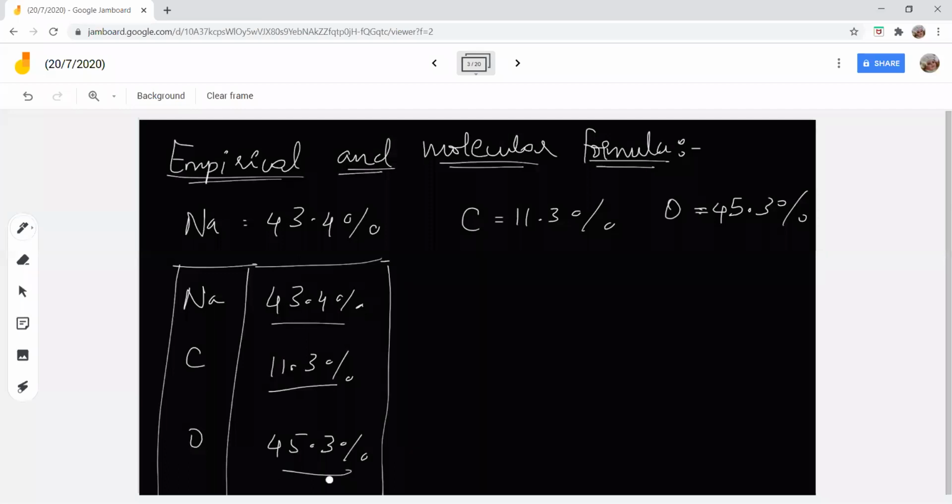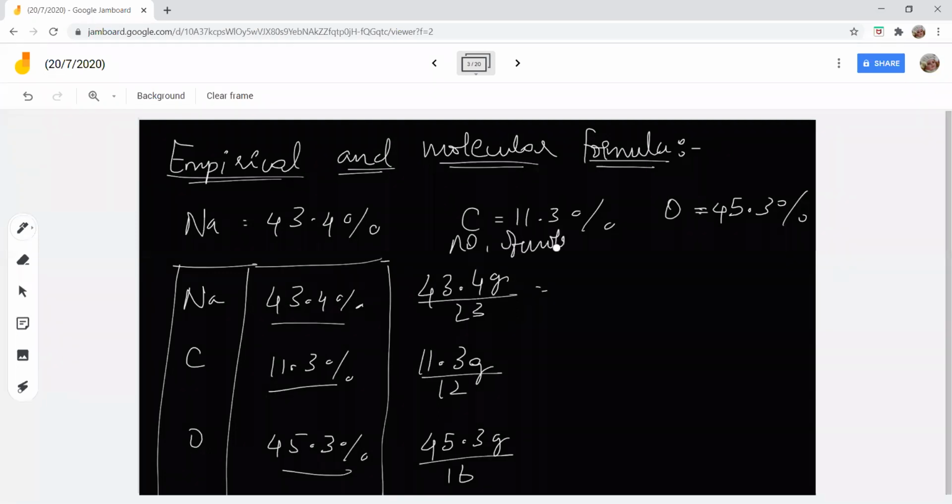11.3, and 45.3, correct? Now, suppose the total mass of the compound is 100 grams, then 43.4 grams will be sodium, 11.3 grams will be carbon, and 45.3 grams will be oxygen. Right? Now, if I divide this by the molar mass, I'll get the number of moles. So first find out the number of moles. Solve and tell me the answer.